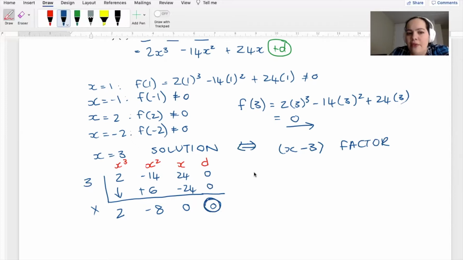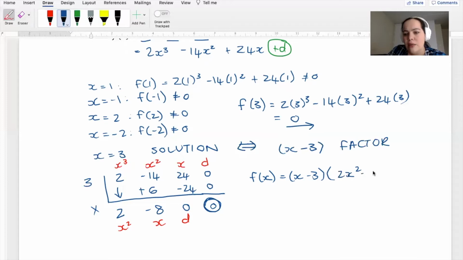So from there, what we have is that f(x), we know the linear factor from right over here is x minus 3. And then we're going to put in our quadratic factor. So because this one was x cubed, this one is going to be x squared. Because this one was x squared, this is going to be x. And because this was x, it's now going to be our new constant. Alrighty, so let's put this down to x squared minus 8x plus 0. So I'm just going to close it right there.